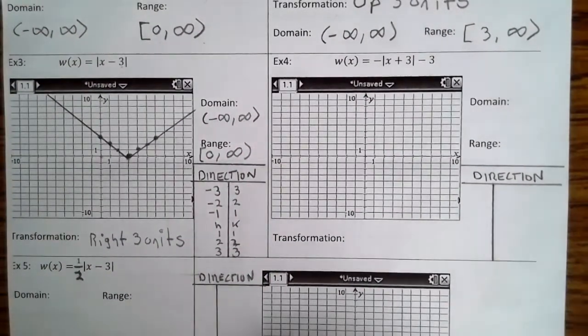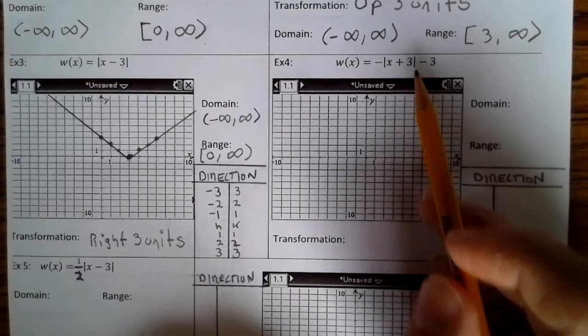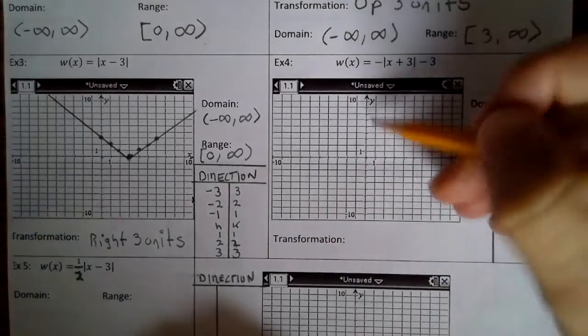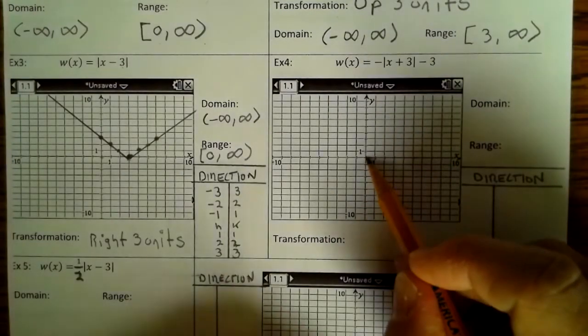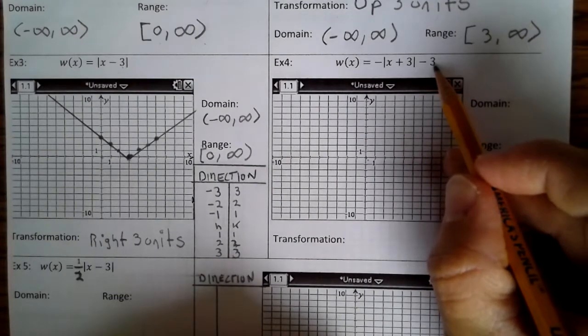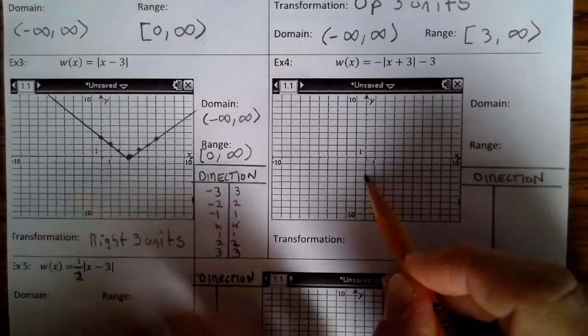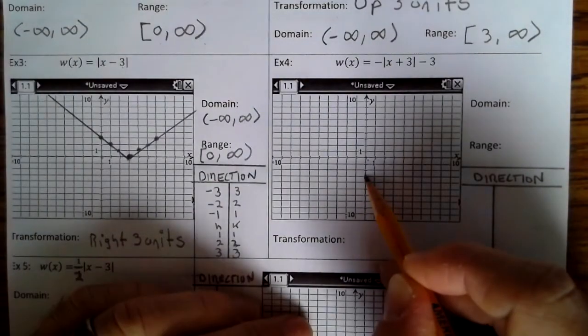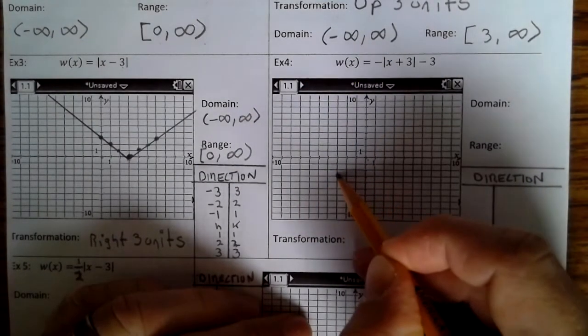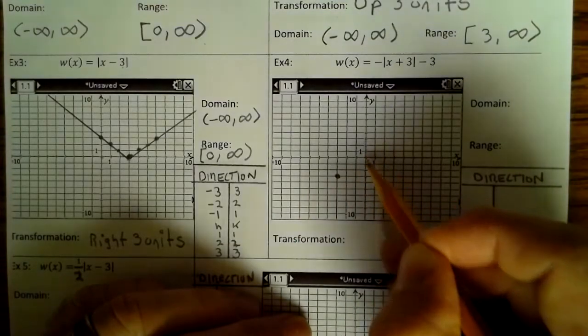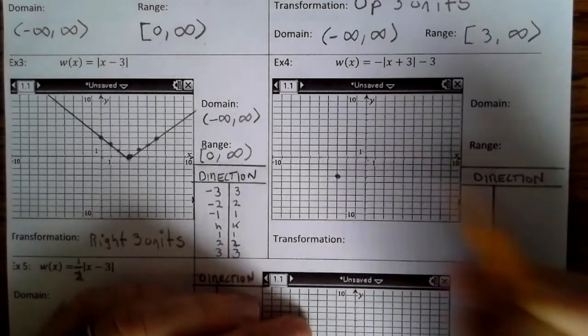All right. Now here, we were at 0, 0, but that tells us that we need to go down 3 units. So we go down 1, 2, 3. But the +3 means we need to go left 1, 2, 3 units. So the vertex has moved down 3, left 3.